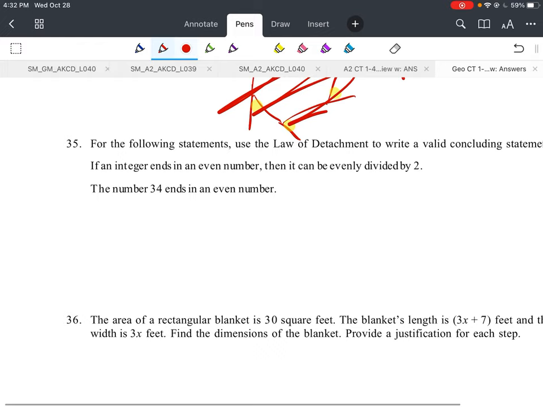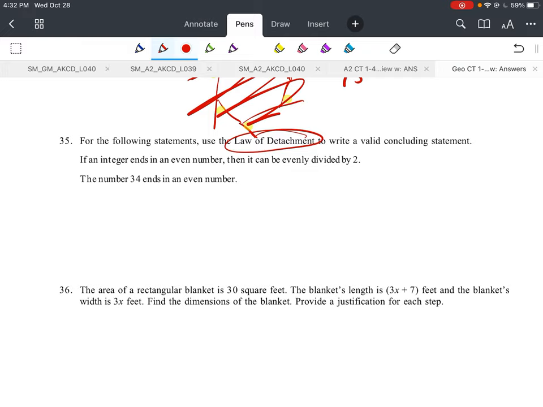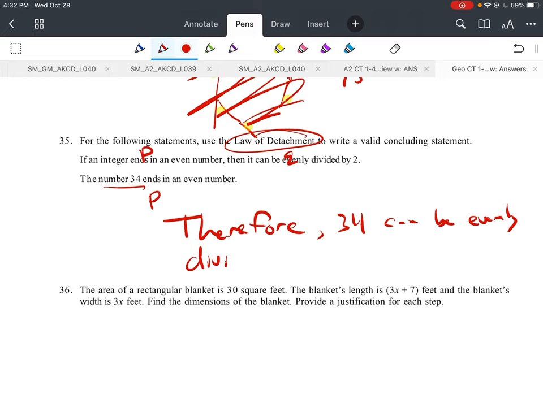For the following statements, use the law of detachment. Detachment, easy. That's when they give you P goes to Q as a rule. Then they say, with a specific example, hey, P just happened. What can you conclude? That Q happens. So 34 ends in an even number. Then you say, therefore. Make sure you include the therefore. Therefore, it, 34, which is the it, can be evenly divided by 2. So that's what the law of detachment says. Hey, P just happened, so therefore, you just say therefore, and then whatever Q is, and you're good.